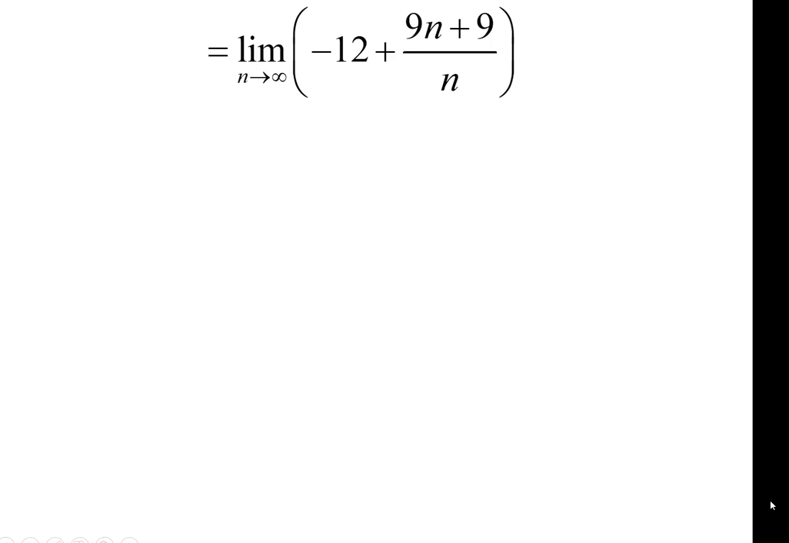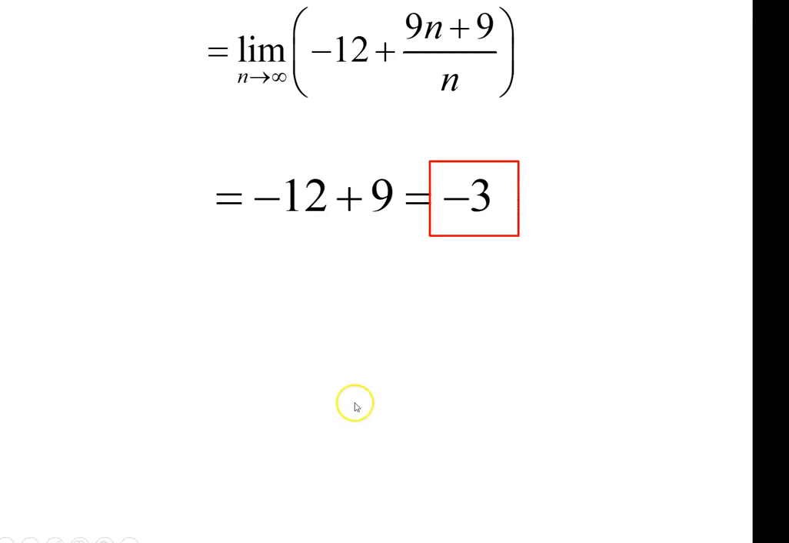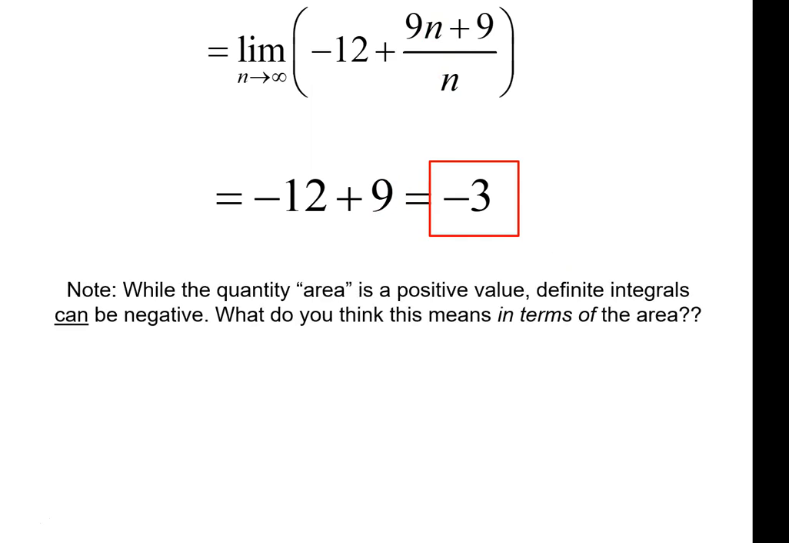Now take the limit as n approaches infinity. We get -12 plus 9 because the degrees here are the same, which leaves me with -3. So our integral for the original function was -3.